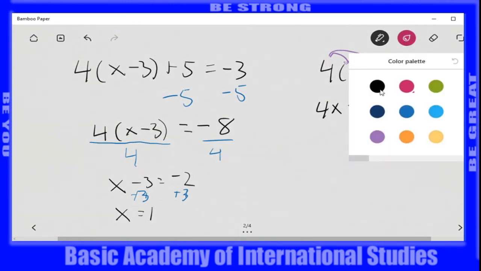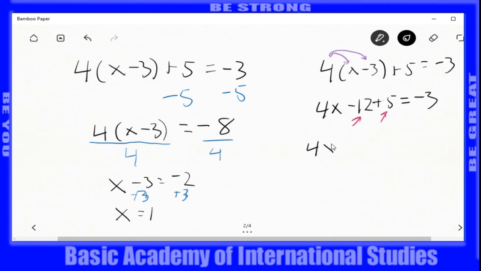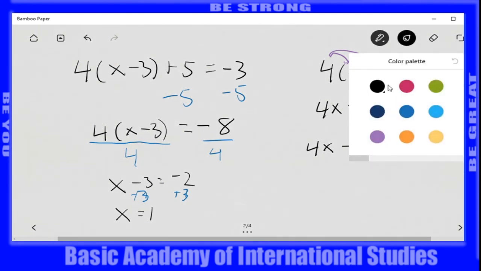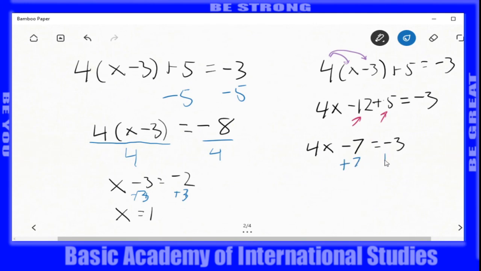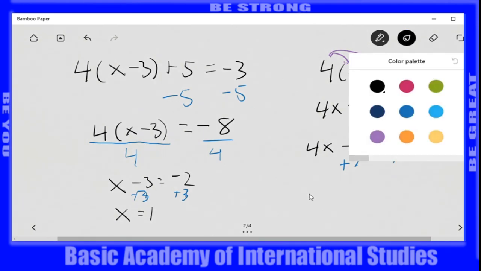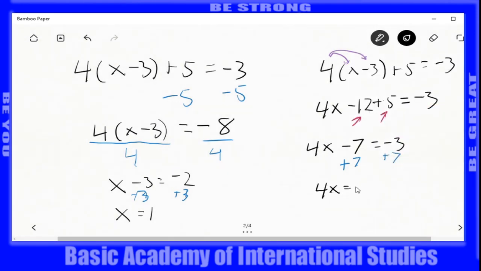Combining those like terms, we end up with 4x minus 7, since negative 12 plus 5 would be negative 7. And then adding 7 to both sides, because at this point it's just the simple pattern that we're all used to. So just add 7. So you end up with 4x equals 4, which, when dividing by 4, will leave you with x equals 1.